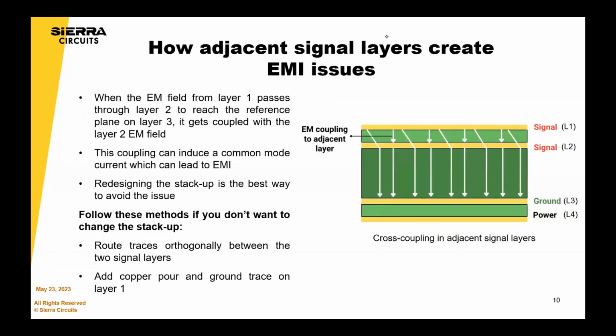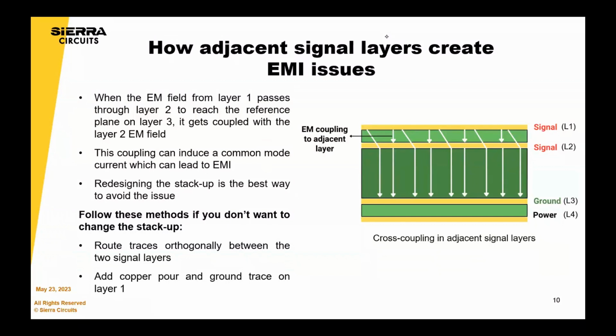So here's another example of how adjacent signal layers create EMI issues. When the EM field from layer 1 passes through layer 2 to reach the reference plane in layer 3, it gets coupled with the layer 2 EM field. This coupling can induce a common mode current, which can lead to EMI. Redesigning the stack up is the best way to avoid this. If you don't want to change the stack up, route traces orthogonally between the two layers, and add copper fill and ground trace on layer 1 to reduce the severity.